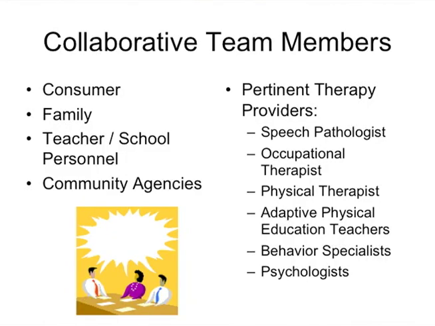Collaborative team members may include, but definitely are not limited to, number one, the consumer, most definitely, the person who's going to be using the assistive technology, the family, the teacher, school personnel, or anybody who may be involved with the student either at home or at school. Public agencies are important to consider in this collaborative process. Pertinent therapy providers may include the speech therapist, occupational therapist, physical therapist, psychologists, behavior specialists, or adaptive physical education teachers.